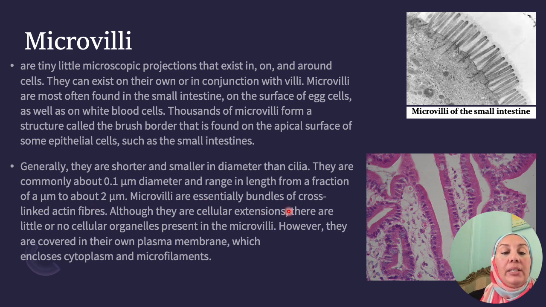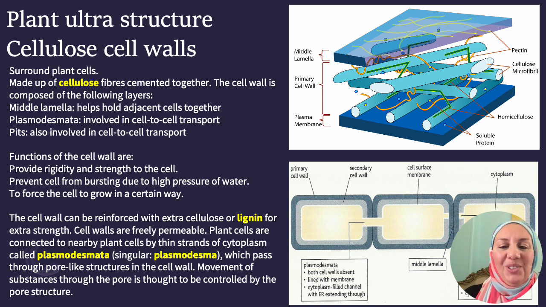Microvilli are essentially bundles of cross-linked actin fibers. Although they are cellular extensions, there are little or no cellular organelles present in microvilli. However, they are covered with their own plasma membrane, so this is one thing that we can know. It is covered with plasma membrane, and it contains some cytoplasm and some microfilaments. Don't bother yourself much with that, but let's move on.